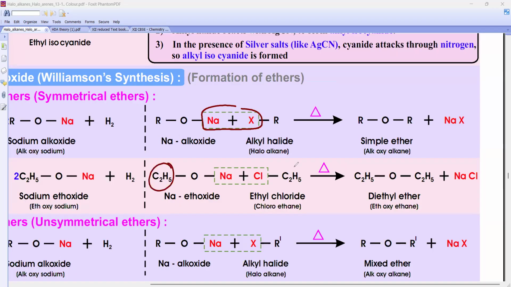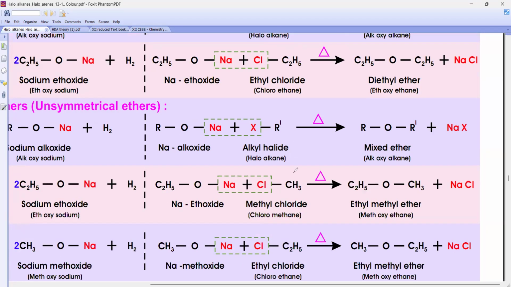If this is ethyl and this is also ethyl, then what do you get? Diethyl ether, or ethoxyethane. If on both sides you have the same R, we call it simple ether. But if I want both different, then it will be mixed ether. Can you see here? This and this are same or different? So I get ethyl methyl ether. How did you get this name? Methoxyalkane. More carbon will be your alkane. Less carbon will be your alkoxy. Any difficulty till here?